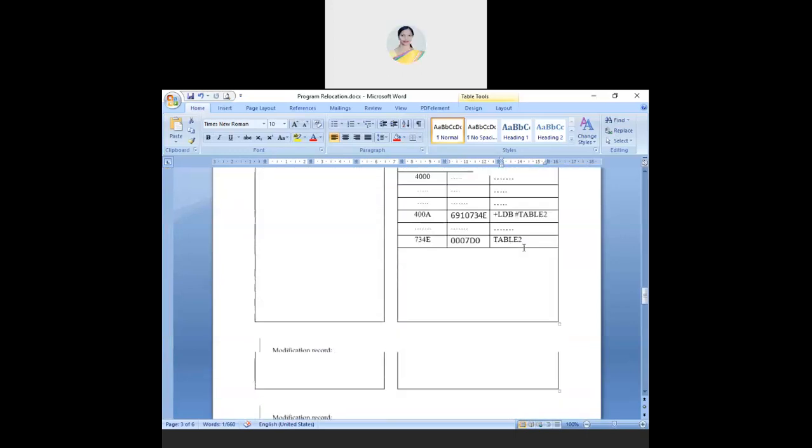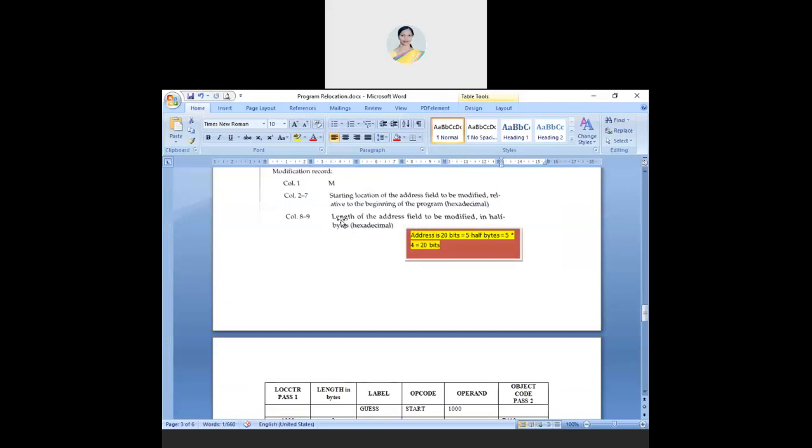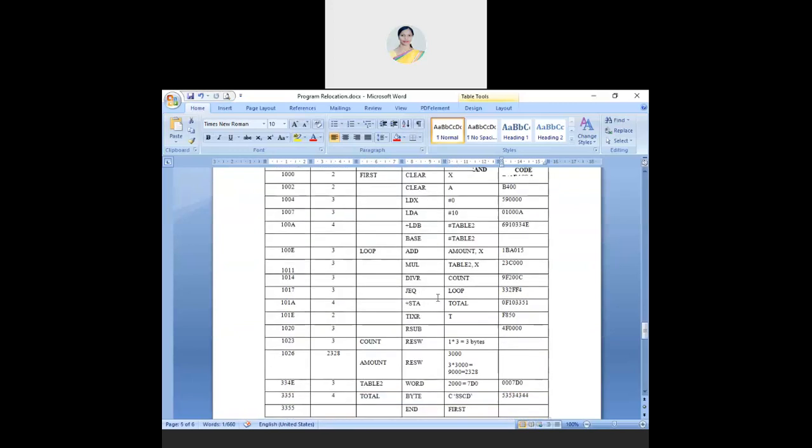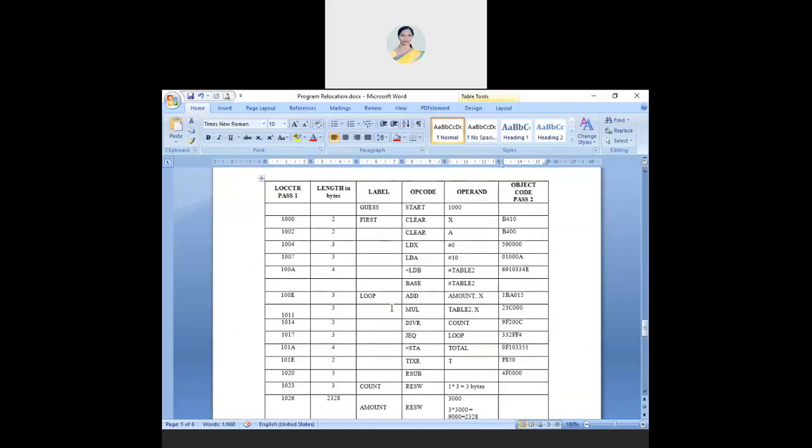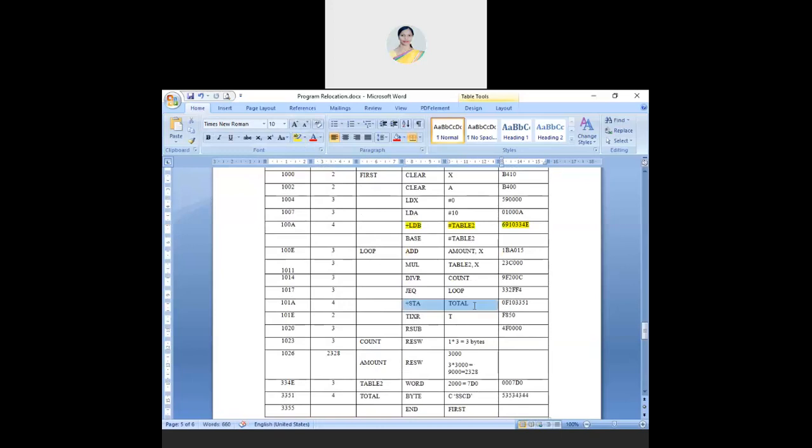So that's why here you have the length of the address field to be modified in half bytes. Why? I've written the address is 20 bits. That is my 5 half bytes, so 5 fours are 20. Please do remember this half bytes. Fine. I've just copied the same so that you understand how exactly you have to modify it. So I'll modify these two instructions. This has to be changed and this has to be changed.